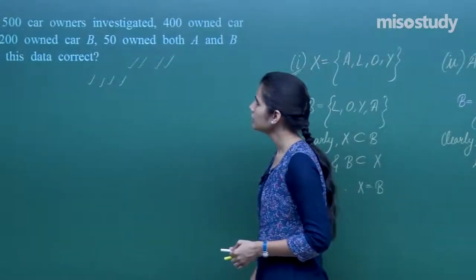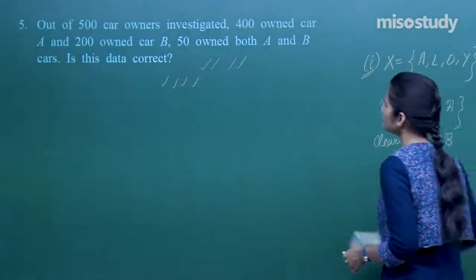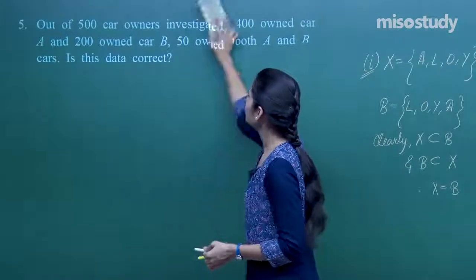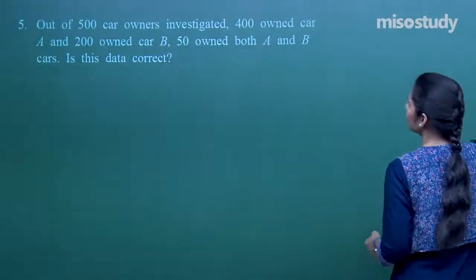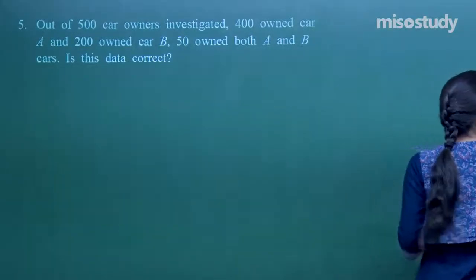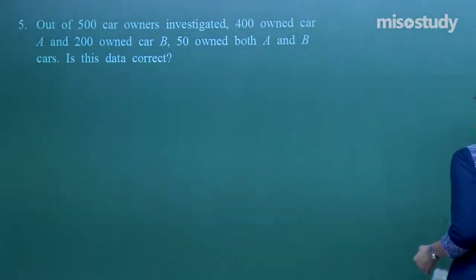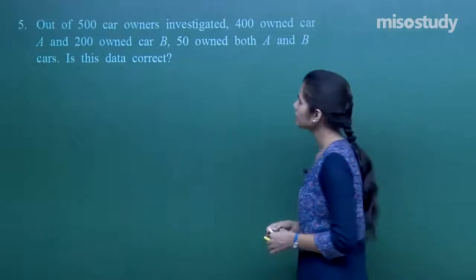Next we have, out of 500 car owners investigated, 400 owned car A and 200 owned car B, 50 owned both A and B. Is this data correct? Is this given data correct or not correct?